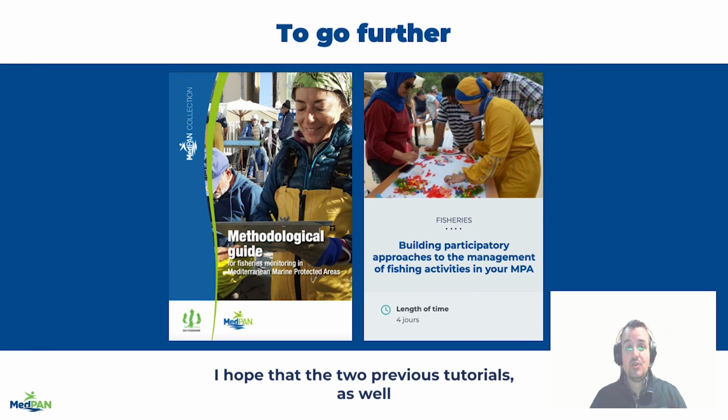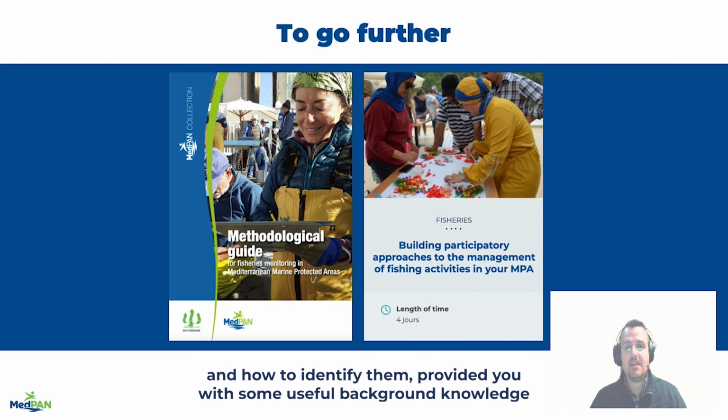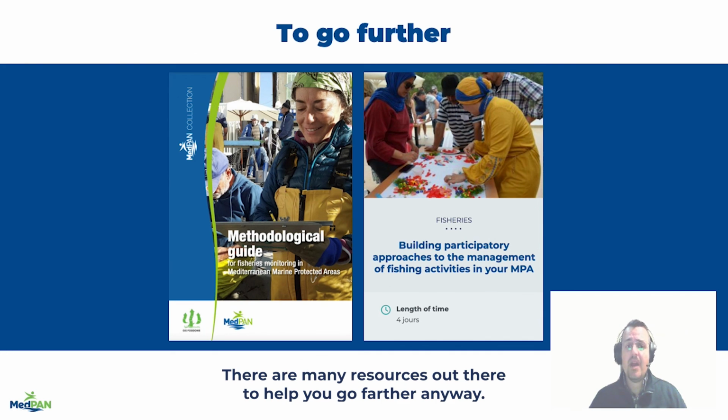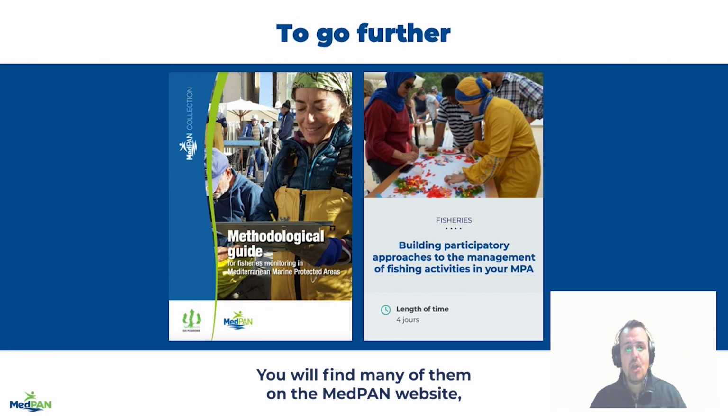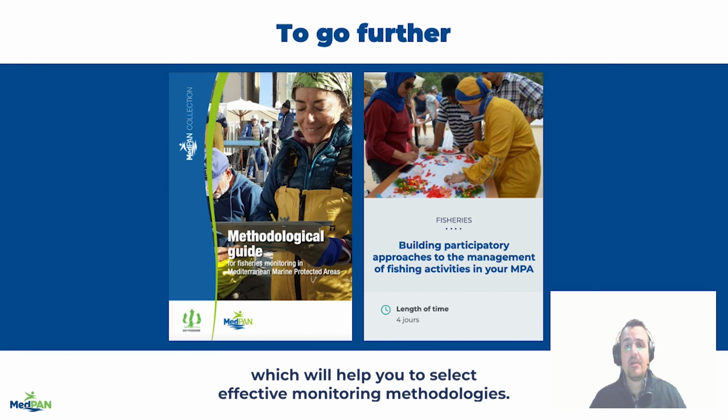I hope that the two previous tutorials, as well as this introduction to the main target species, their biology, life cycle and how to identify them, provided you with some useful background knowledge for characterizing fishing activities in your marine protected areas. There are many resources out there to help you go further anyway. You'll find many of them on the MedPAN website, especially this methodological guide for fisheries monitoring in Mediterranean marine protected areas, which will help you to select effective monitoring methodologies.